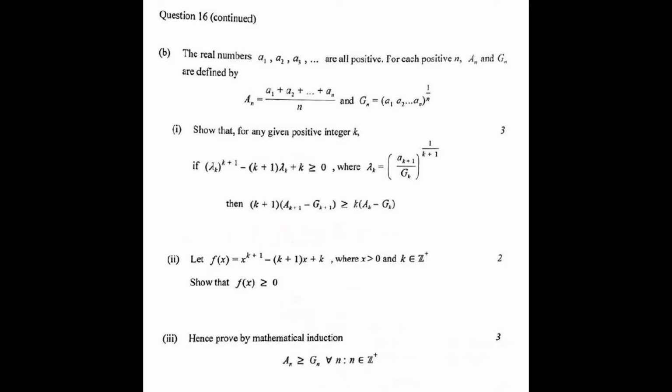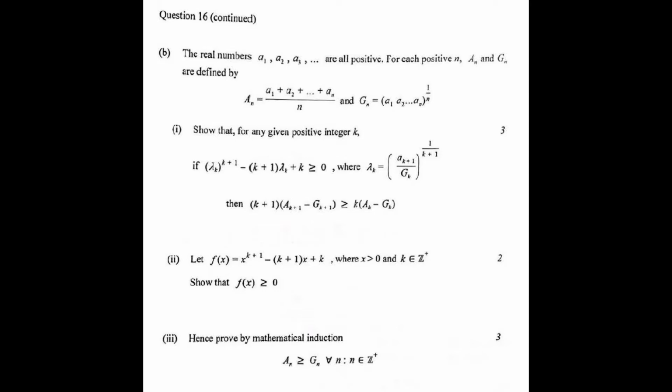let f(x) equal x to the k plus 1 minus (k plus 1)x plus k, where we're told x is positive and k is a positive integer. That's what that fancy Z is, integers, with the plus meaning positive integers. And we're asked to show that f(x) will be greater than or equal to 0.